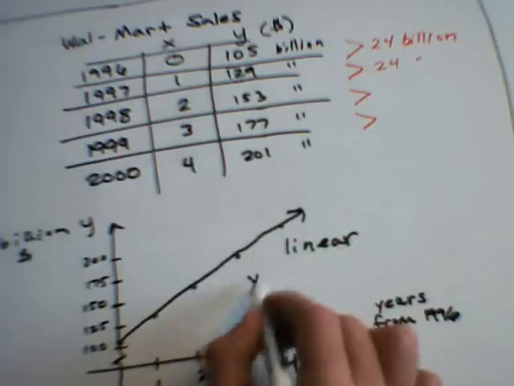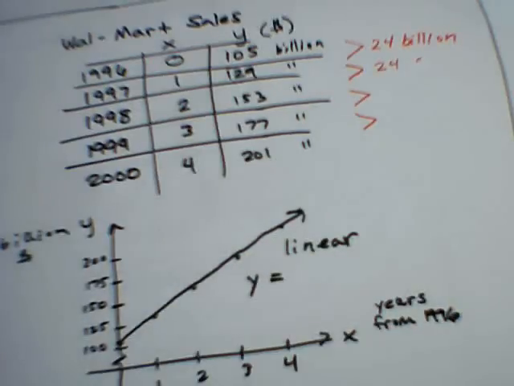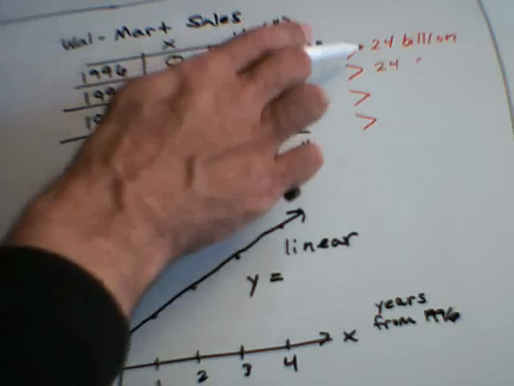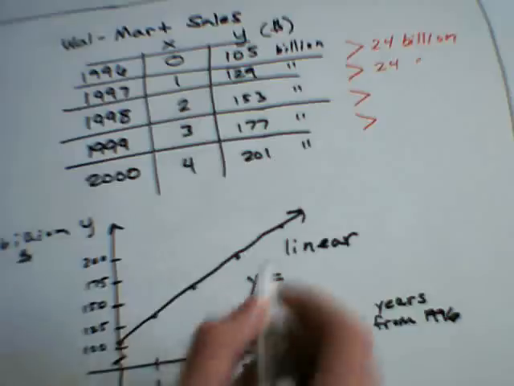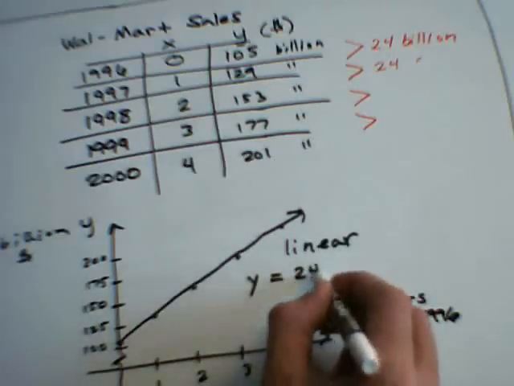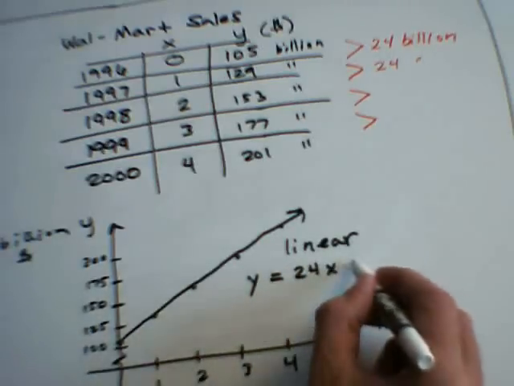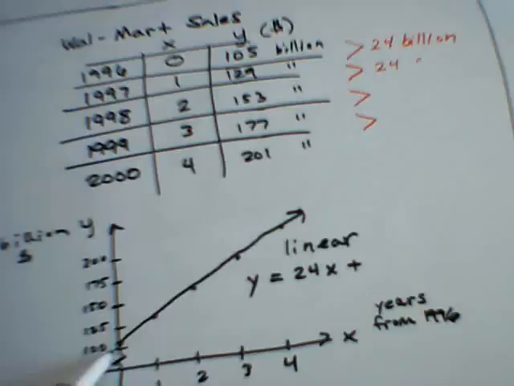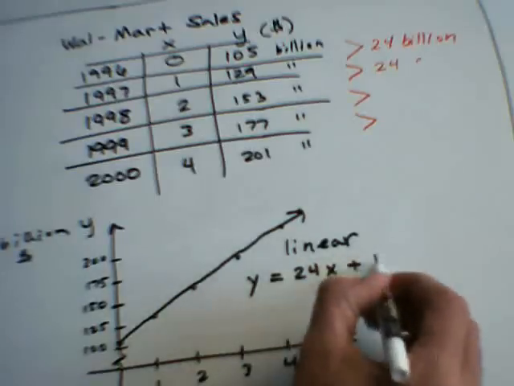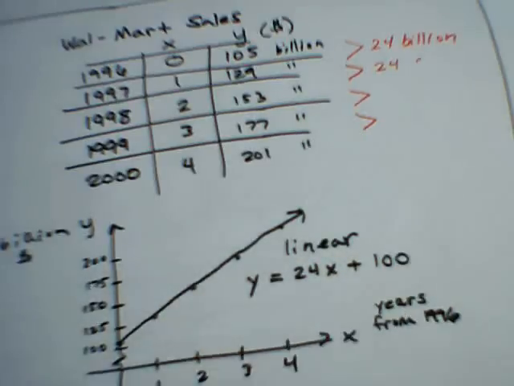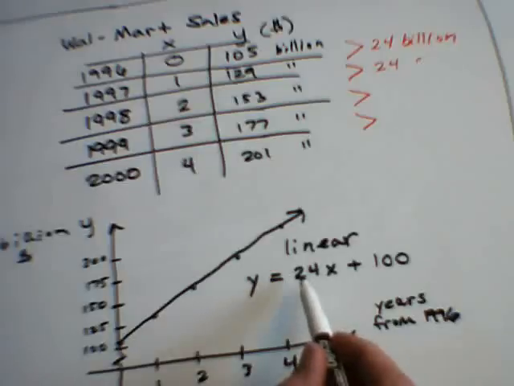And you should be able to figure out what the equation is. The slope is 24, because we're increasing by 24 billion each time. And the y-intercept is 100, and so the equation of the line, y equals mx plus b, y equals 24x plus 100. Alright, now that we've looked at that, we should also understand what the 24 represents.